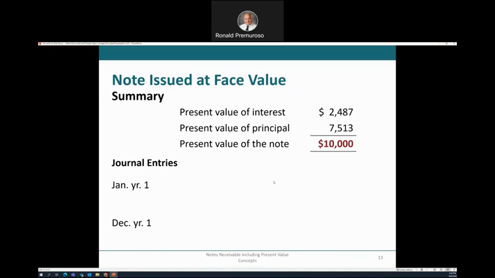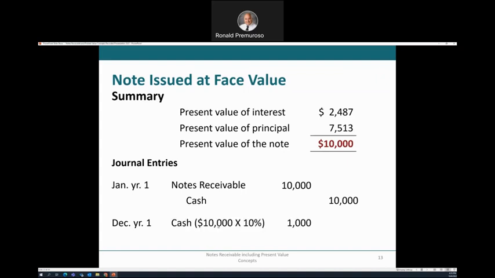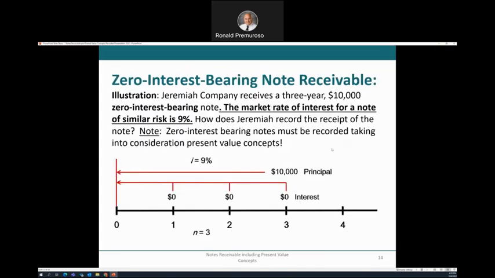So next here on slide 13, you can see the journal entries, which the company loaning the money to the other party will make on January 1, when they actually issue the note and get the note agreement signed. They book a receivable, notes receivable, credit cash. And then at the end of the first year, they're going to record the receipt of the interest, 10% interest on the $10,000, which is $1,000. So debit cash and credit interest revenue.